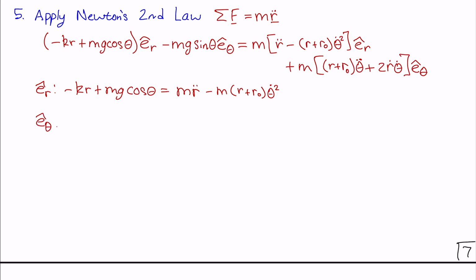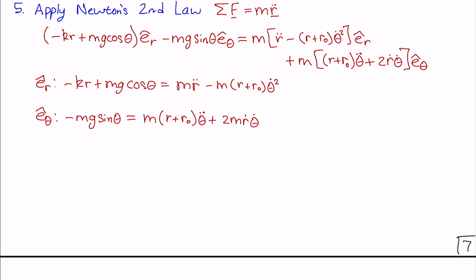In e hat theta, we end up with minus mg sine theta equal to m (r plus r0) theta double dot plus, well, let's put the 2 in front, 2 m r dot theta dot, and that is everything in our e hat theta direction.